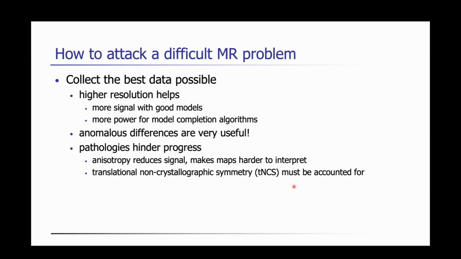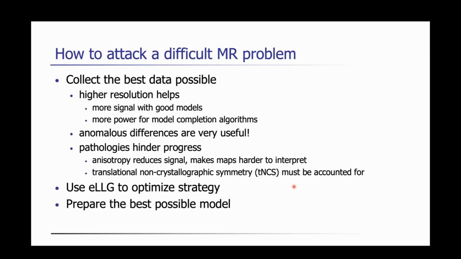And if you have pathologies, you have to identify them and figure out how to work around them. If you have anisotropic data, you might not be able to do anything about it, but you could try different crystals or change the way that you grow the crystals. And the translational non-crystallographic symmetry, I'll say a little bit about later, but you have to account for that. And you use the ELLG to optimize the strategy.